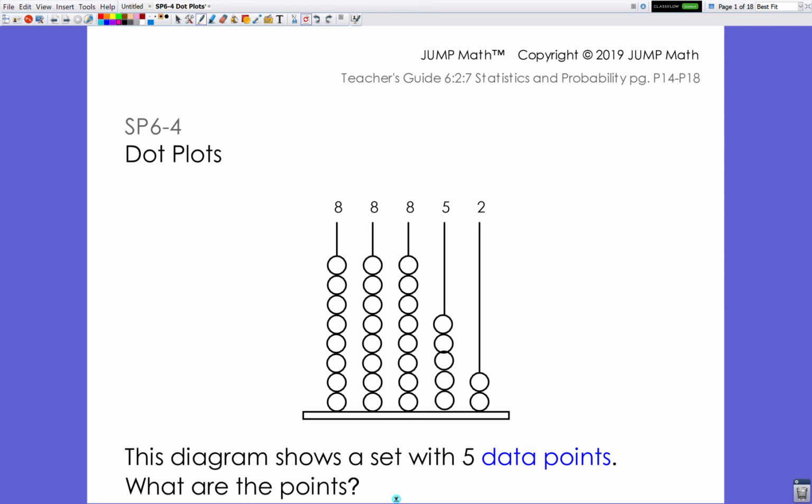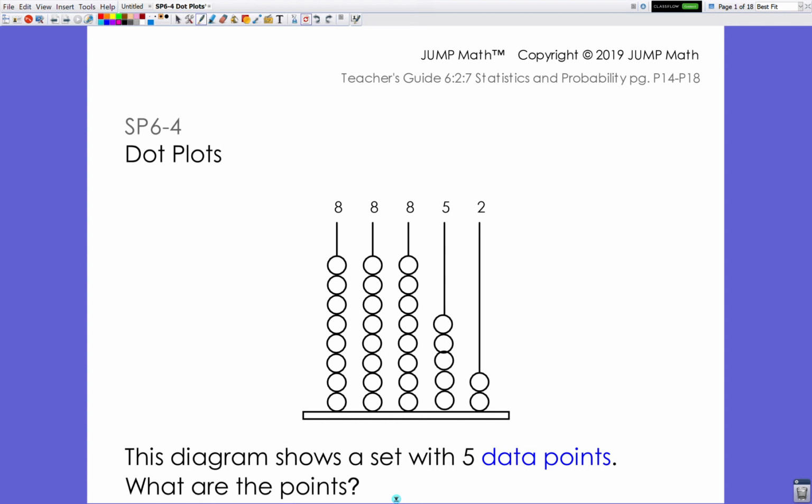Today's lesson is Statistics and Probability, Lesson 4, Dot Plots. Our goal in this lesson is to be able to create and interpret dot plots and calculate their mean and their median. We're going to be using vocabulary we're already familiar with, such as data points, line plot, and symmetry. We're also going to be introducing the new term, dot plot.